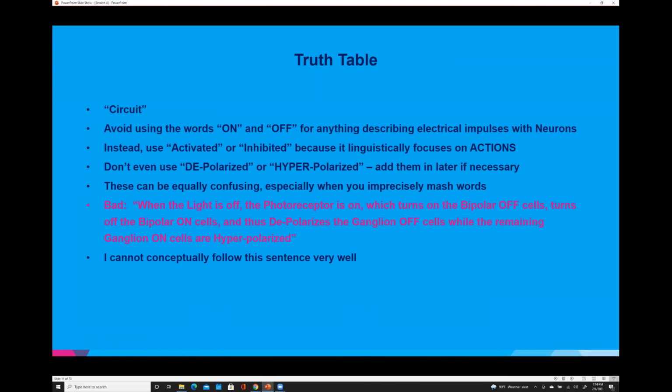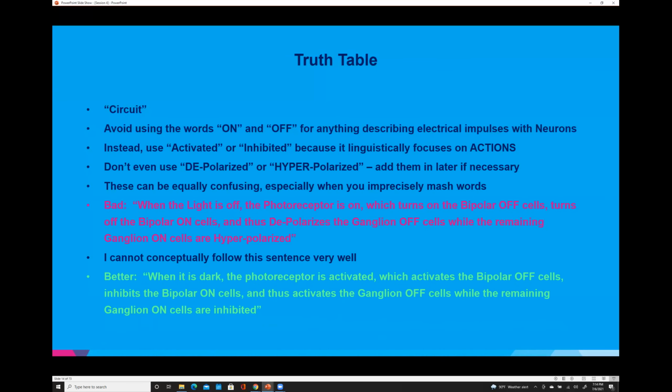This one's a little better, even though this is still kind of confusing. I like this. Instead of saying when the light is off, just say when it is dark, which is the same thing, the photoreceptor is activated, which activates the bipolar off cells, inhibits the bipolar on cells, and thus activates the ganglion off cells, while the remaining ganglion on cells are inhibited. You still have to parse that, but I think that's easier to understand. So from my perspective, that's the way you should use activate, inhibit.